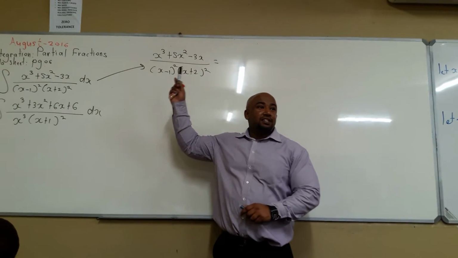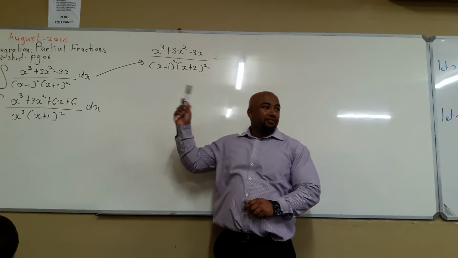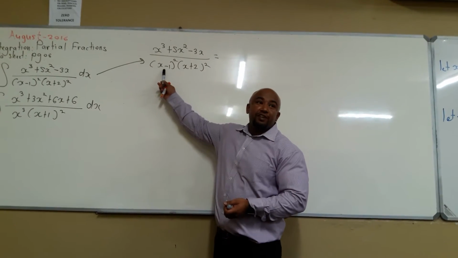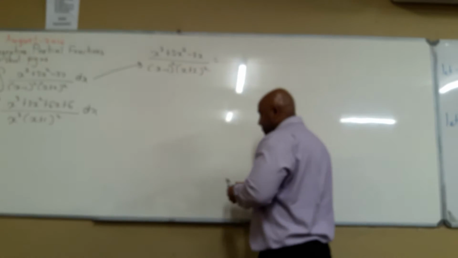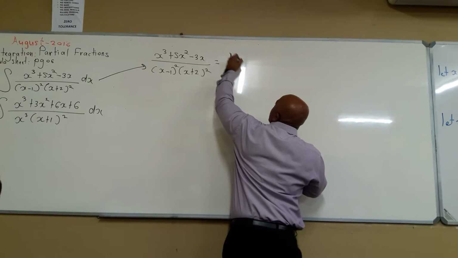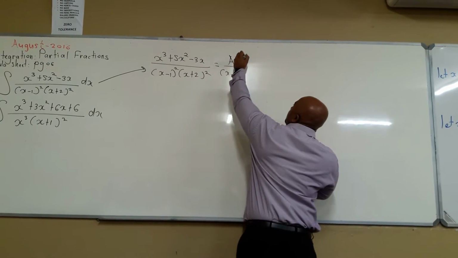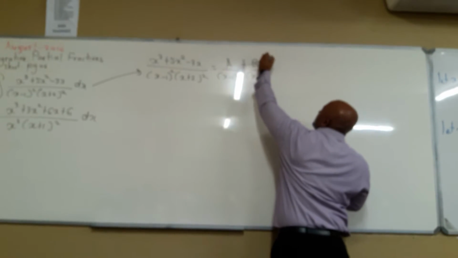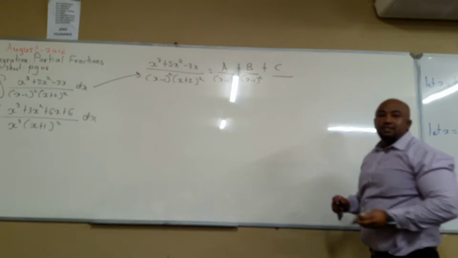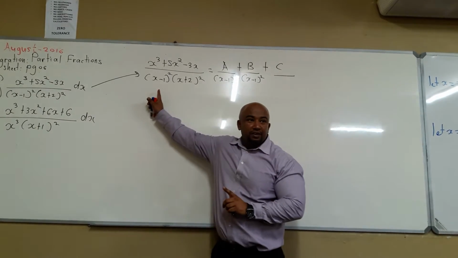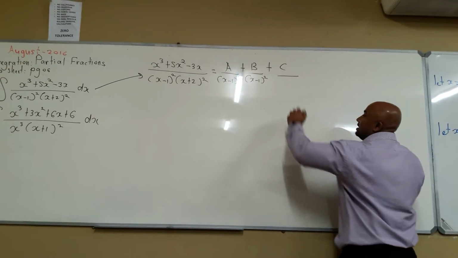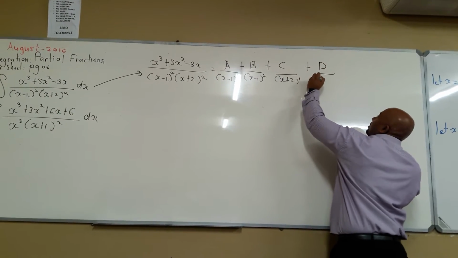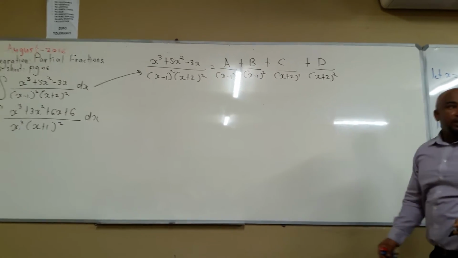The numerator is of 3rd degree, denominator 4th degree, so therefore I'm going to have 4 fractions. Okay, let's start with the factor of x minus 1 all squared. So this will be a all over x minus 1 to the power 1 plus b all over x minus 1 squared plus c. We're done with x minus 1 now. Can you see that? Now we deal with the next factor. C all over x plus 2 to the power 1 plus d all over x plus 2 all squared.